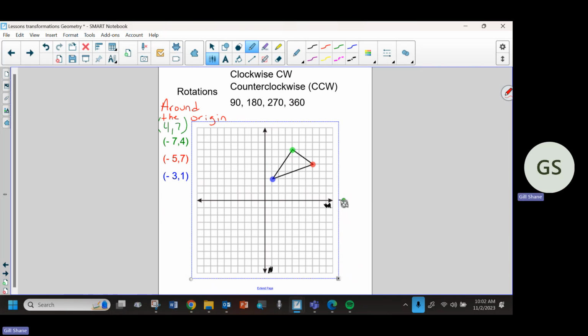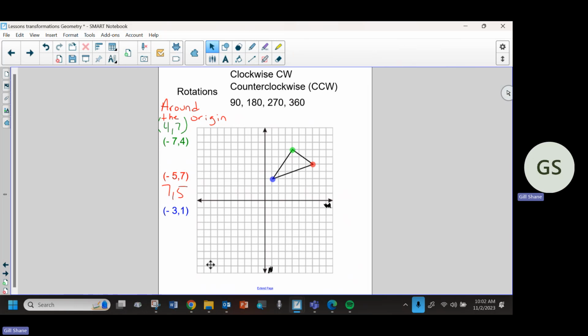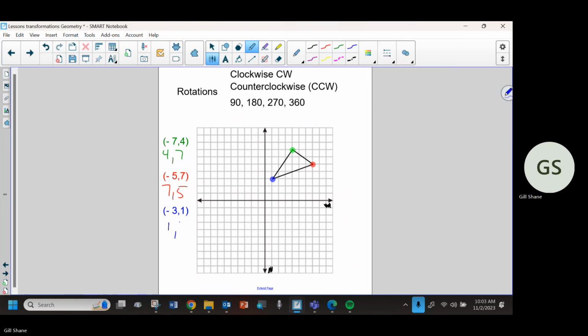Let's actually do it this way. I'm going to write it down. So the new red is at 7, 5. Let me rewrite this. The green is 4, 7. Just remember, it's around the origin. And the blue is at 1, 3. All you have to do is rotate the whole graph. Yes, there's a rule.